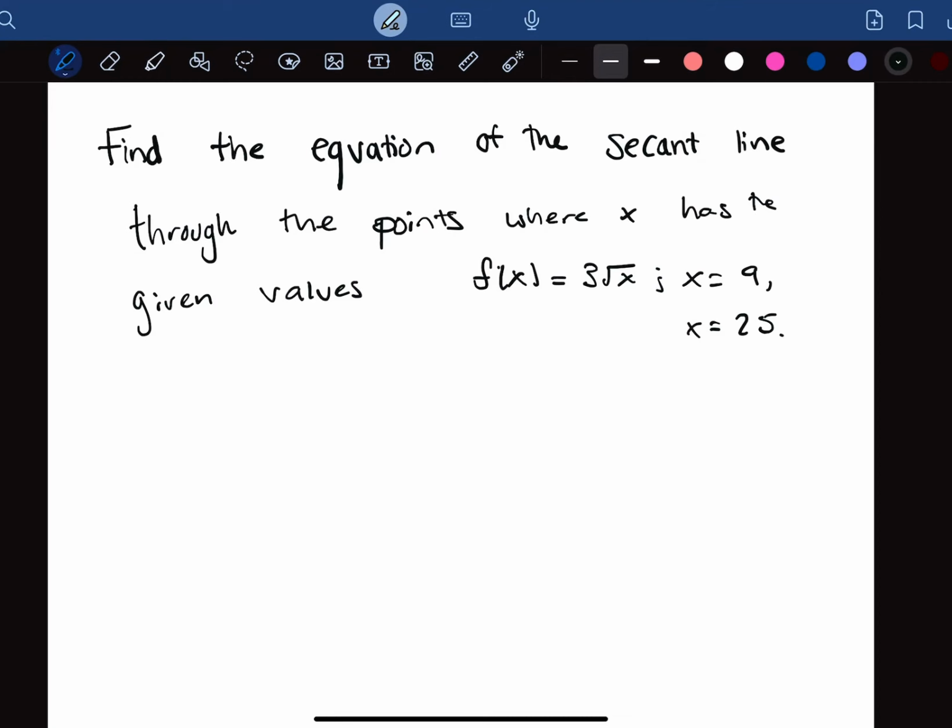Hey guys, let's look at the problem: finding the equation of the secant line through the points where x has the given values. f of x is equal to 3 times the square root of x, x is equal to 9, and x is equal to 25.